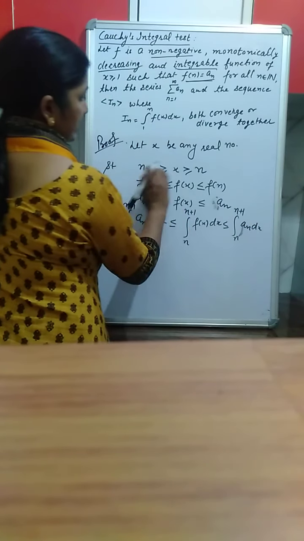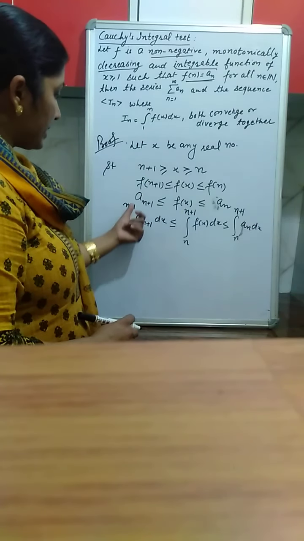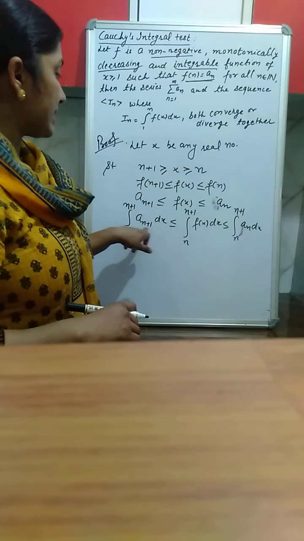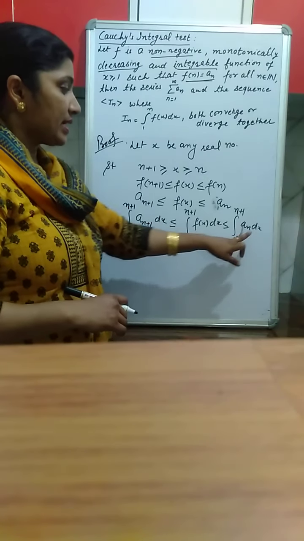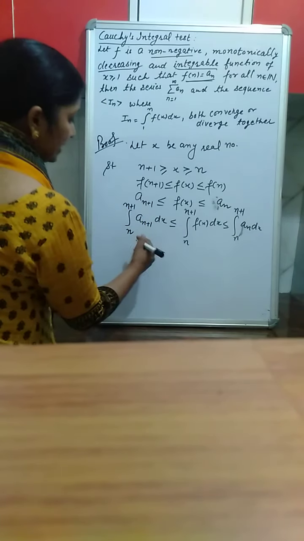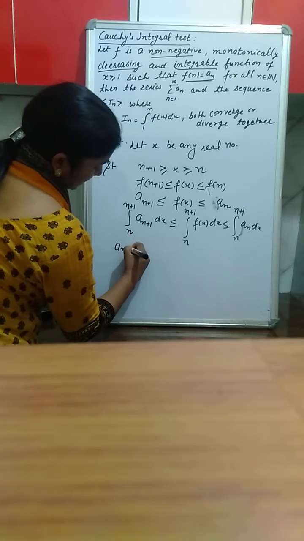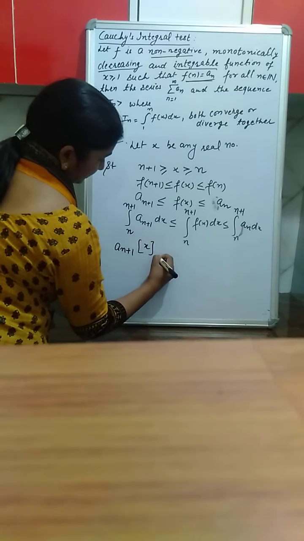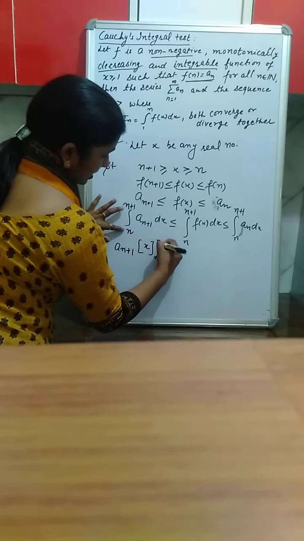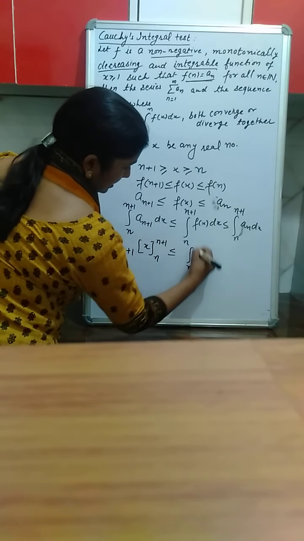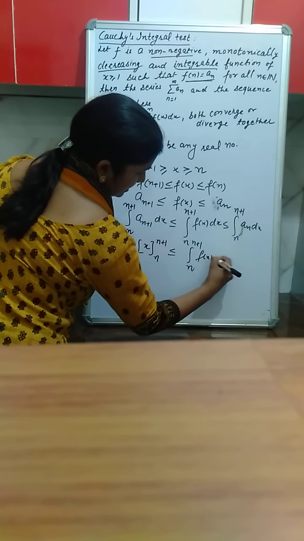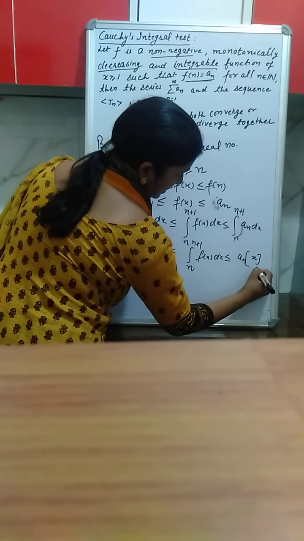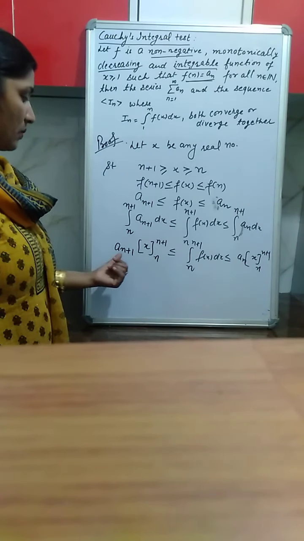As we have taken x between n and n plus 1, we have taken the limits of integration from n to n plus 1. This can be done for every n. So a_(n+1) is a constant with respect to x, and a_n is also constant with respect to x. The integration of dx is x, with limits from n to n plus 1, so we get a_(n+1) times x from n to n plus 1, less than or equal to the integral from n to n plus 1 of f(x) dx, which is less than or equal to a_n times x from n to n plus 1.